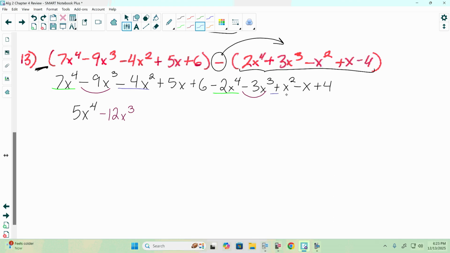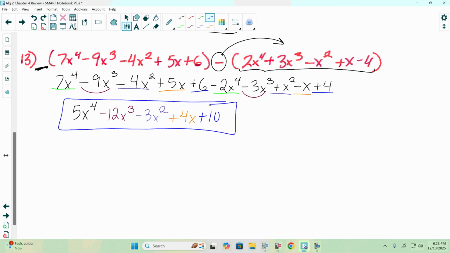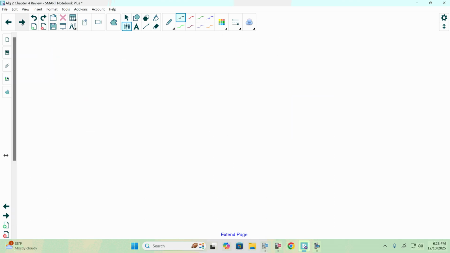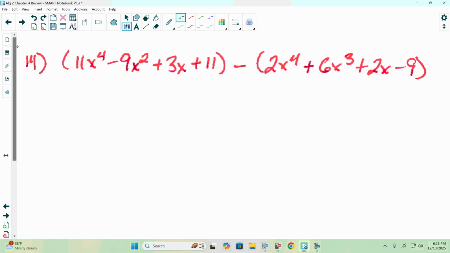Negative 4x squared, positive 1x squared, negative 4 plus 1 is going to be negative 3x squared. Positive 5x, negative x, 5x minus x. 5 minus 1 is going to give us positive 4x. And lastly, 6 plus 4 is going to give us plus 10. Telling us that the solution to this subtraction problem is 5x to the fourth minus 12x cubed minus 3x squared plus 4x plus 10. And the reason I'm writing and doing these colors is to make sure I'm telling myself what is like terms, what are the same.